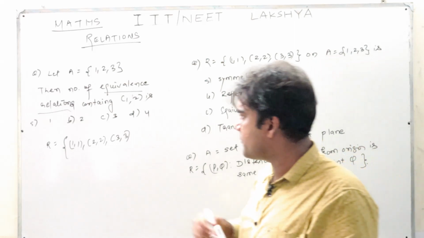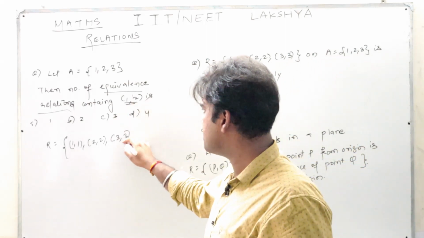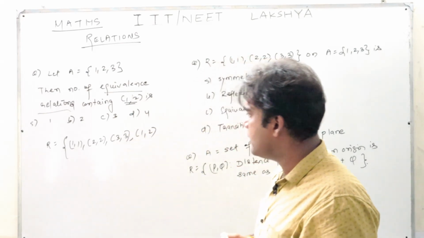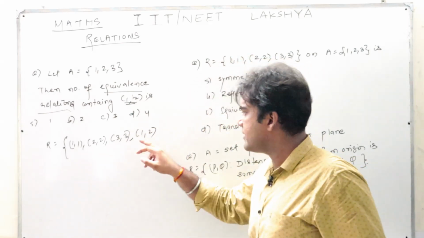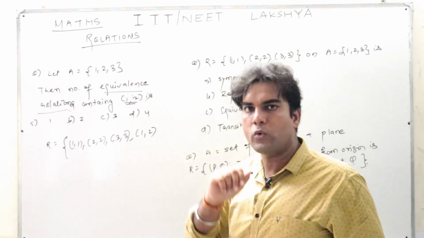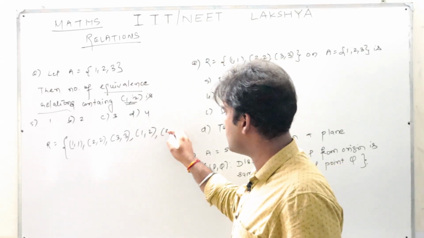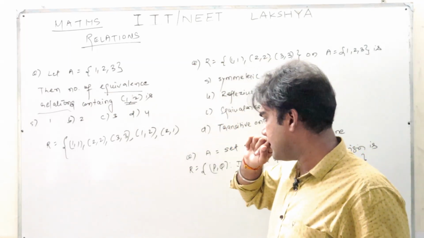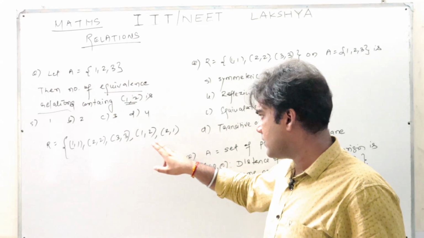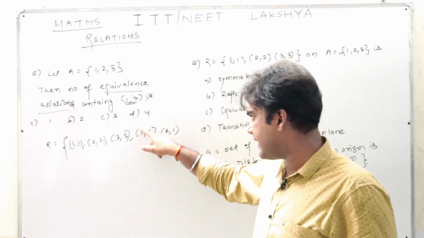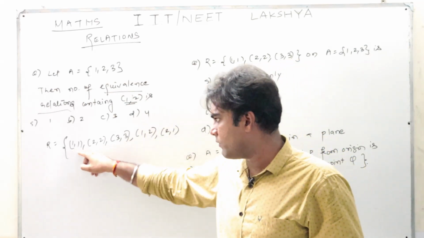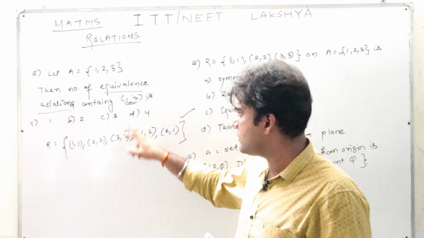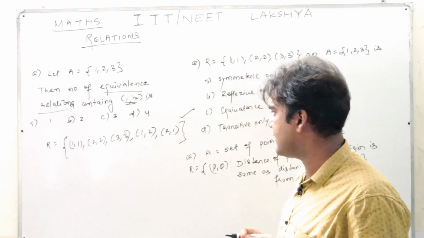Now once it is reflexive, we need to add (1,2) because the problem says it has to contain (1,2). So we have added (1,2) also. Now it is reflexive, but it is not symmetric because (1,2) is there but (2,1) is not there. So I am adding (2,1). Now (1,2) is there, (2,1) is there, and for transitive, (1,1) is also there. And this relation is the smallest equivalence relation.